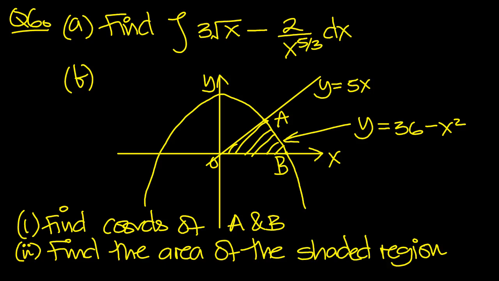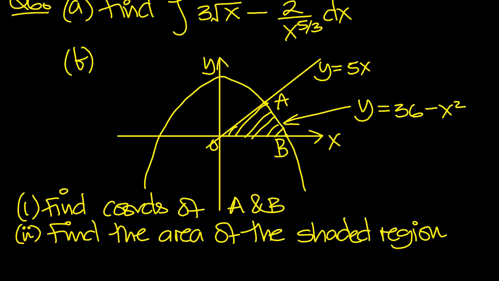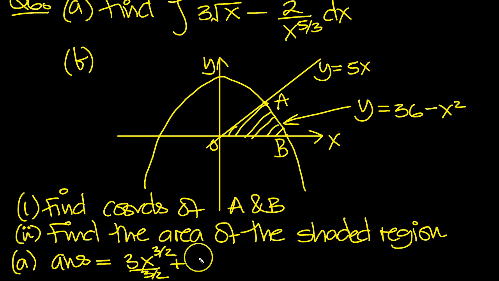So let's have a go at part A first of all then. So the answer equals then, well, it's just x to the power half, so we integrate that. 3x, add 1 to a half is 3 over 2, over 3 over 2, plus the next term minus 2. Right, this is x to the minus 5/3 here. Add 1 to that, you get x to the minus 2/3 over the minus 2/3 to integrate, plus a constant of integration.